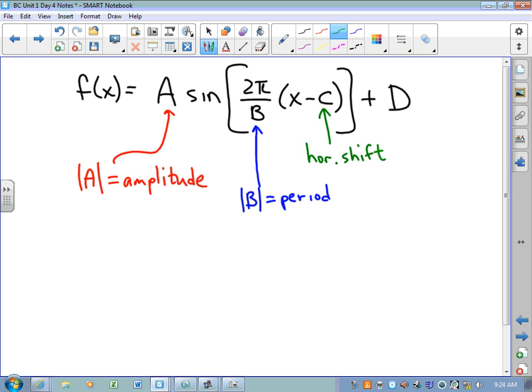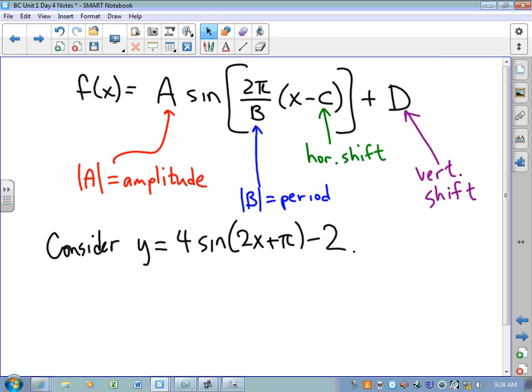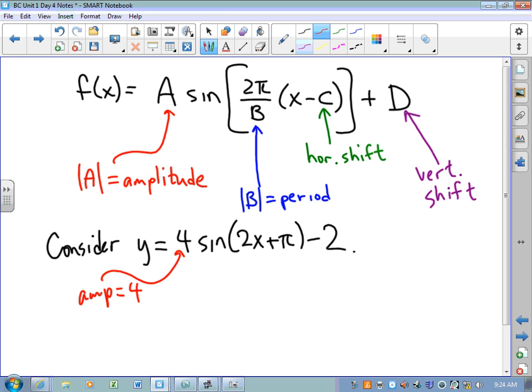And D is the vertical shift. If D is positive, we go up. If D is negative, we go down. And so if I'm looking at the graph of y equals 4 sine of (2x plus pi) minus 2, well, then I know that the amplitude of that graph is 4. That's not hard. And I know that the vertical shift is -2.